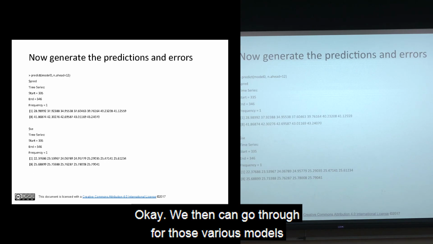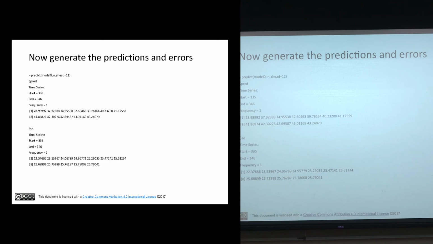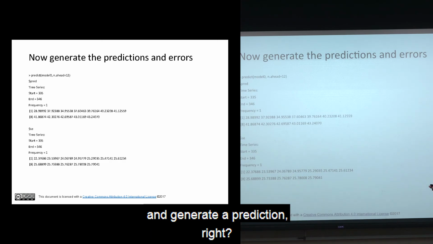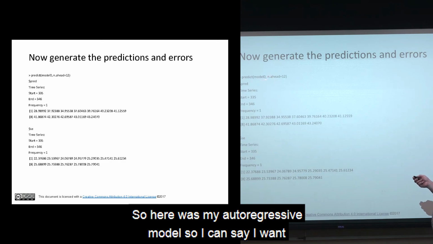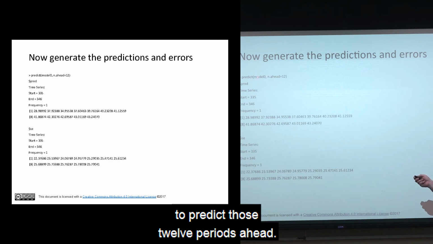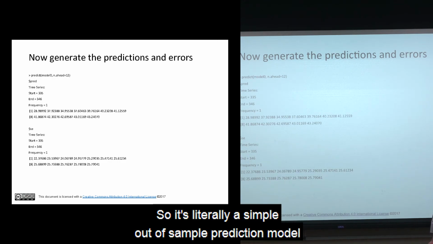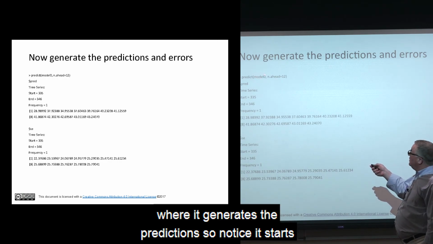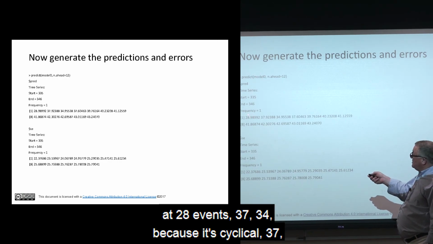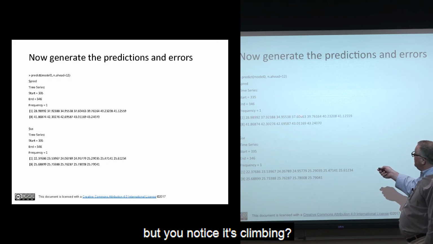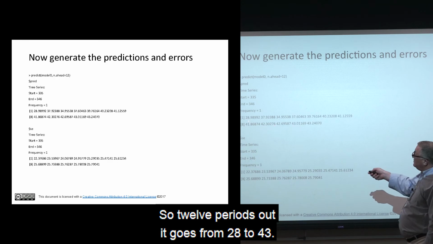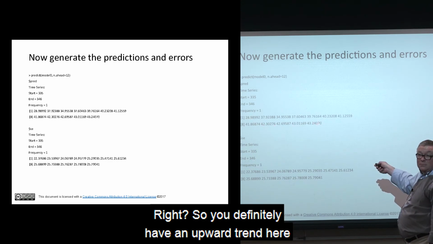We then can go through for those various models and generate a prediction. So here was my autoregressive model. I can say I want to predict those 12 periods ahead. It's literally a simple out-of-sample prediction model where it generates the predictions. Notice it starts at 28 events, 37, 34, because it's cyclical. 37, but you notice it's climbing. So 12 periods out, it goes from 28 to 43.